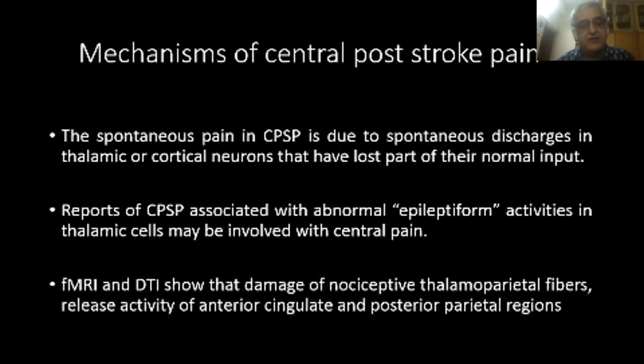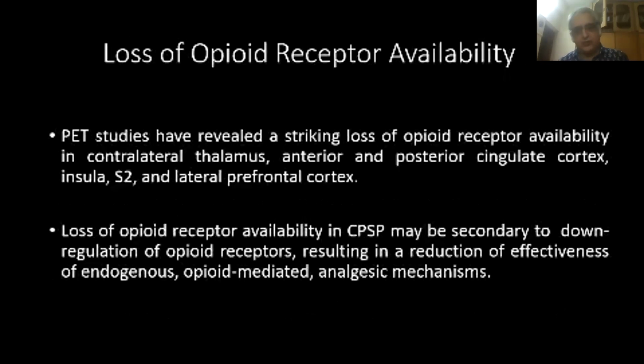And functional MRI and diffusion tensor imaging have shown that the damage of these thalamoparietal fibers, which are normally there, releases the activity of the anterior cingulate and posterior parietal regions. Because normally it's a loop, as I said, there's a feedback and a counter feedback. Because of this, all pain is controlled. But when there is a damage in it, there's a release of the feedback and the patients continue to have these abnormal sensations.